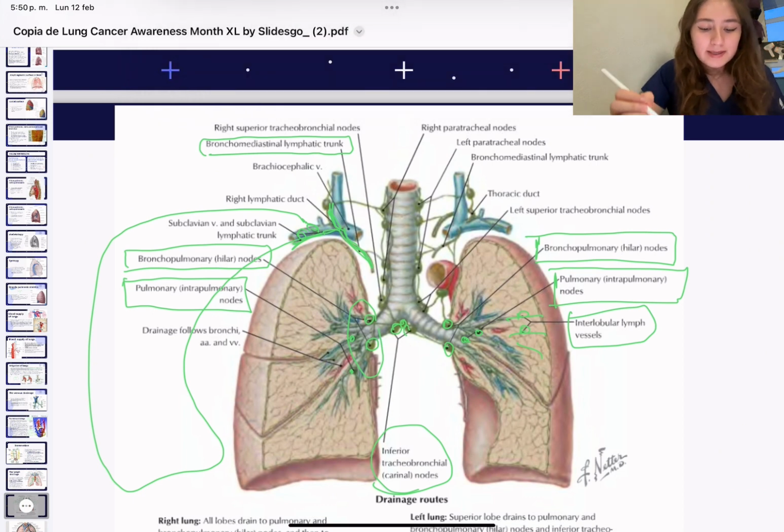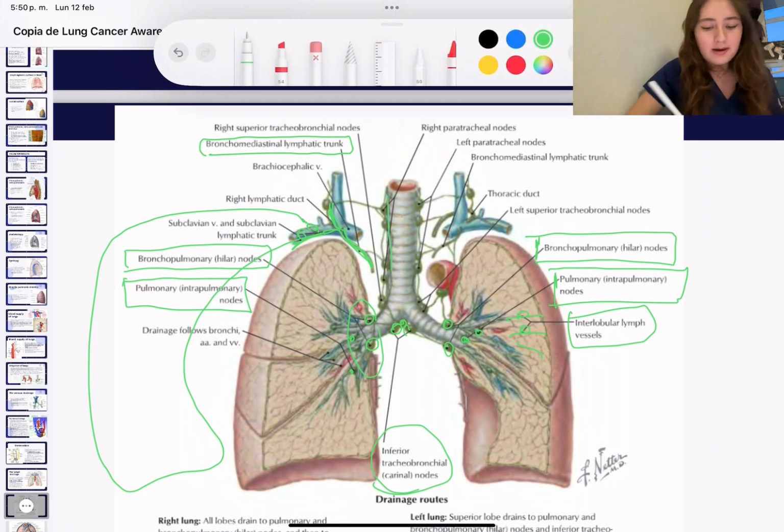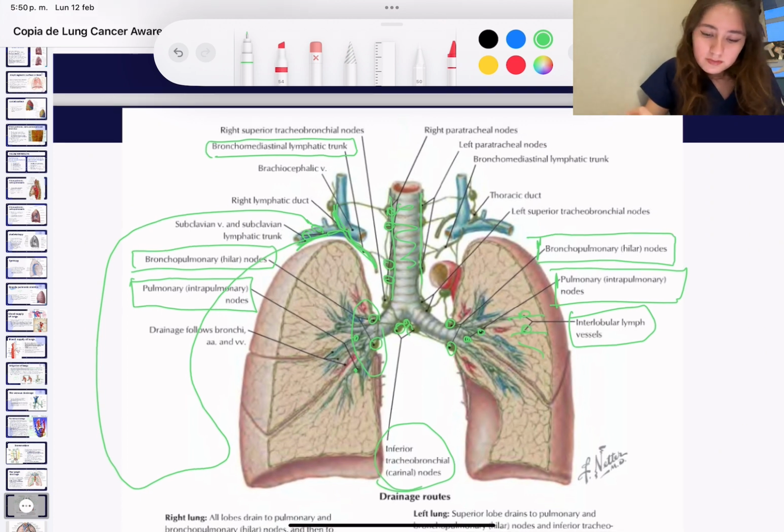Right paratracheal nodes, because so this is the trachea, and everything that is laterally goes to paratracheal, parasternal, linea parasternalis, goes like that. And that's it.